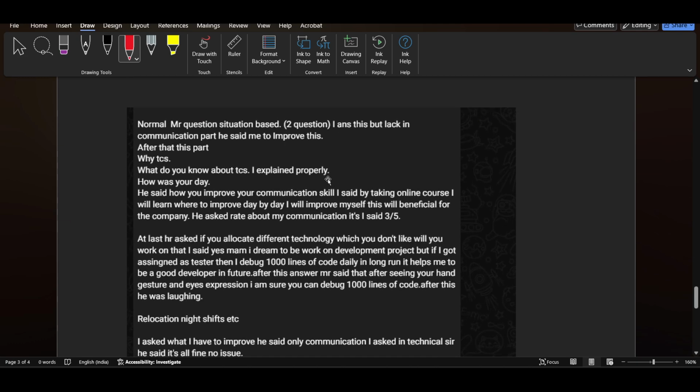Then normal MR questions, two situation-based questions. I answered, but I lacked in the communication part. He told me to improve this. After that: why TCS, what do you know about TCS? I explained properly. How was your day? He asked how I would improve my communication skills. I said by taking an online course, I will learn where to improve day by day. I will improve myself, and this will be beneficial for the company. He asked me to rate my communication skills. I said 3 by 5. So this was the response.